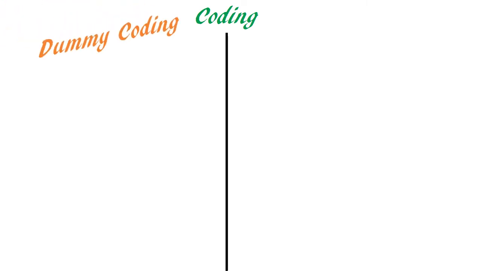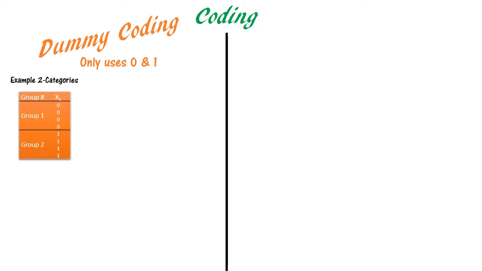All right, dummy coding only uses zeros and ones. So let's take a look at an example of this in the case of two categories. If you have two categories, then that means you only have one independent variable that you're using. And so it's very easy to code for just two groups. You make one group all zeros, and you make the other group all ones. And that gives us that nice even split that we're looking for. So any participant that's in group 2 gets ones, and anyone in group 1 gets zeros. And that's it. Very straightforward, very simple.